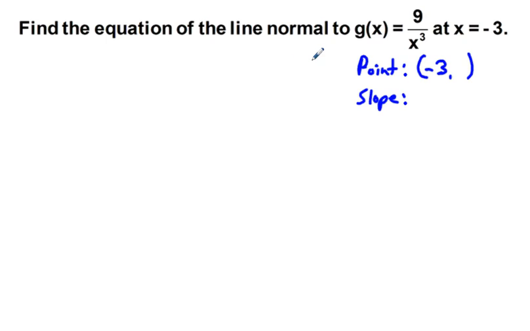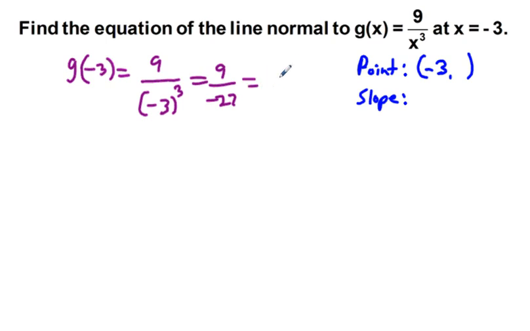For our y-coordinate, we say that g of negative 3 equals 9 over negative 3 cubed. Well, 3 cubed is 27, and this is going to be negative, so we're going to have 9 over negative 27, which is going to be equal to negative 1/3. So negative 1/3 is going to be the y-coordinate of the point that we are using. So that's negative 3 comma negative 1/3.